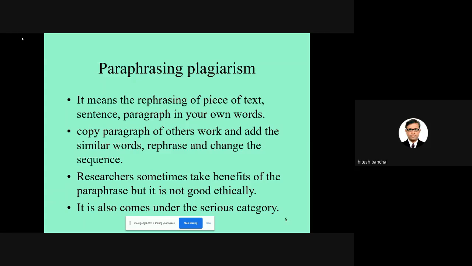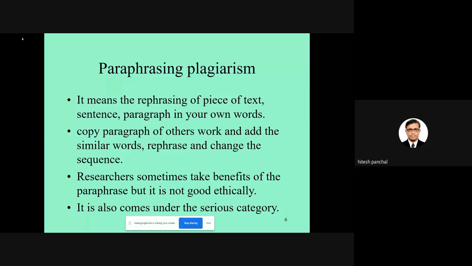Paraphrasing plagiarism, we can also say, is when you copy a paragraph of others' work, add similar words, rephrase it and change the sequence. At present, 75 to 80% of researchers take the benefit of paraphrase tools, but it is not ethically good. Please understand this very well. This paraphrasing plagiarism also comes under the serious category.